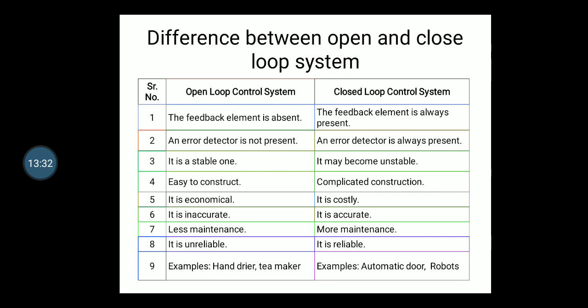Examples of the closed loop system are automatic doors and robots, right? An automatic door means the door is opening and closing automatically without any human intervention, right? So that is the best example for the closed loop control system.